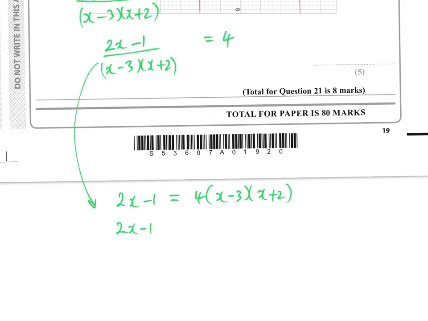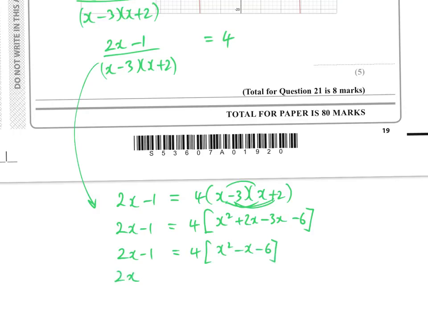So you'll have 2x minus 1 equals 4 lots. I'm going to use a square bracket here. x squared plus 2x minus 3x minus 6. So 2x minus 1 would be 4 lots of x squared minus x minus 6. So 2x minus 1 becomes 4x squared minus 4x minus 24. I'm going to get all the x squareds on one side, all the x and all the constants. So minus 4x minus 2x, and then minus 24 plus 1. That's minus 23.